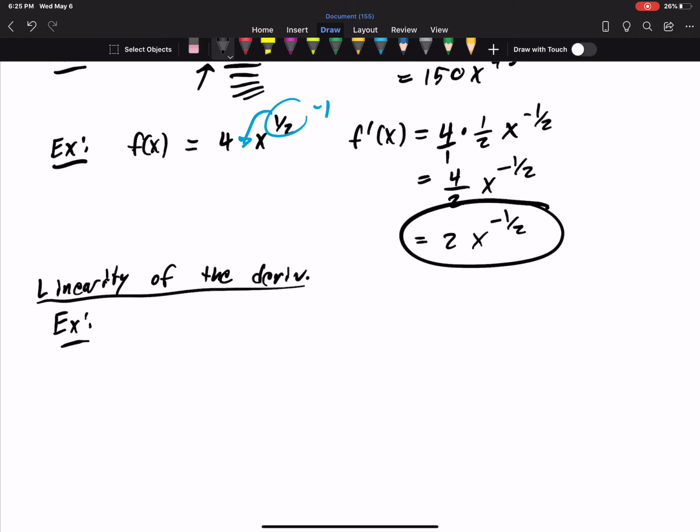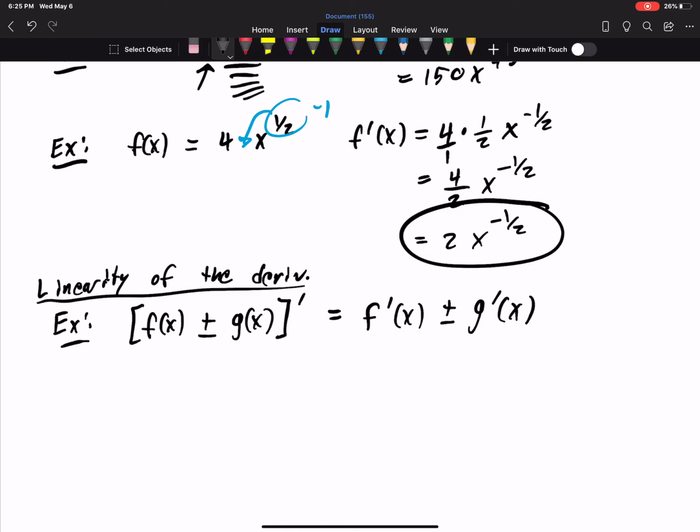So if I'm given a function of the form, say, f of x plus or minus g of x, and my goal was to find the derivative of this thing. I'm going to give you the general form, then I'll give you an example. It turns out, as we've discussed before, that it's going to just be the sum or difference of the derivatives. So the meaning, you derive them individually.